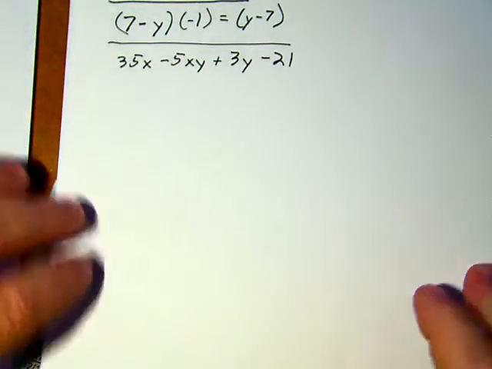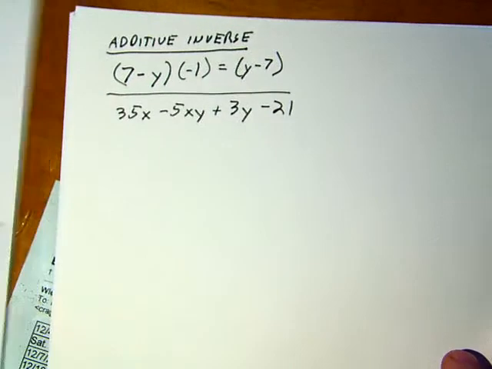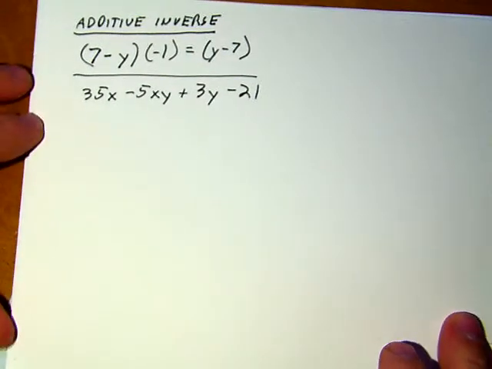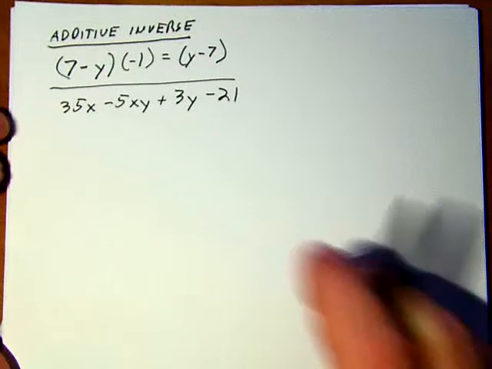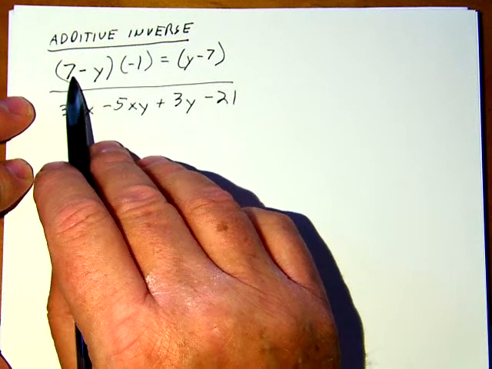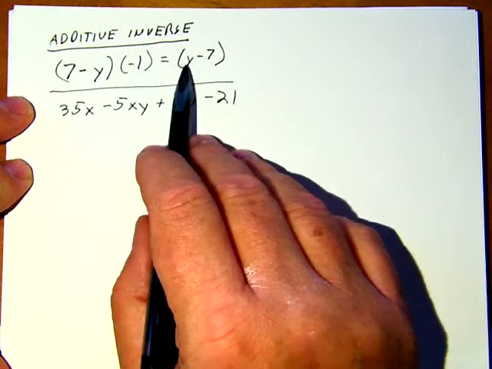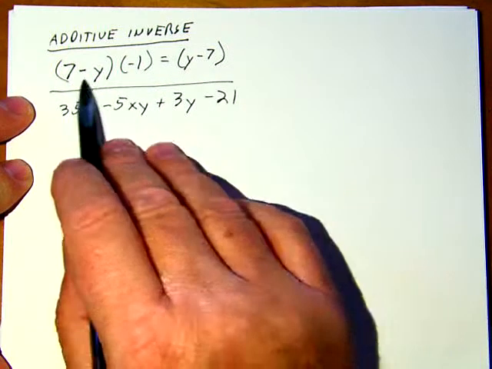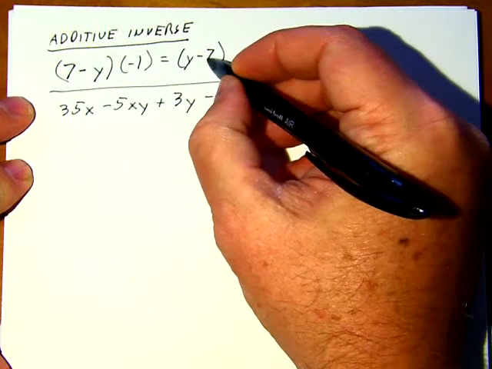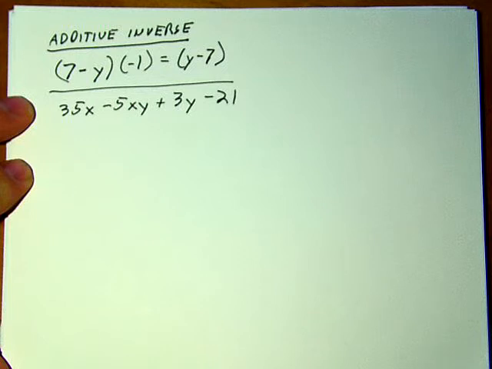Okay, now let's see the additive inverse in action. In this example right here, I've copied over the fact that we looked at what an additive inverse was. 7 minus y times a negative 1 gives me y minus 7. Okay, so that's the additive inverse example that we just went through. And I left it up here just to remind us of how that works.